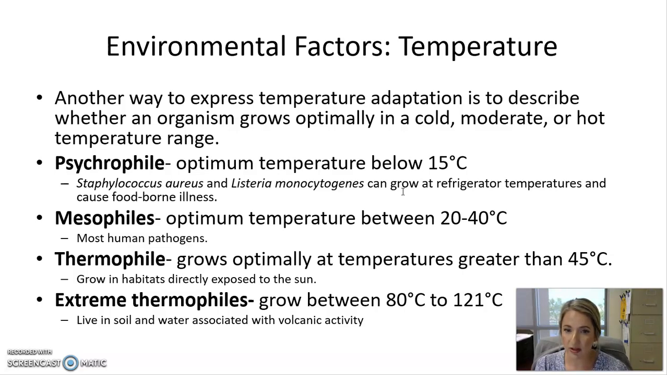Thermophiles are microorganisms that prefer a hot environment, greater than 45 degrees Celsius. These would be microorganisms that grow well when exposed to direct sunlight. And then, they're rare, but extreme thermophiles do exist. Extreme thermophiles grow best between 80 to 121 degrees Celsius. These types of microorganisms are often found in soil and water associated with volcanic activity. So they're definitely rare and not something we would consistently work with in lab, but they do exist.